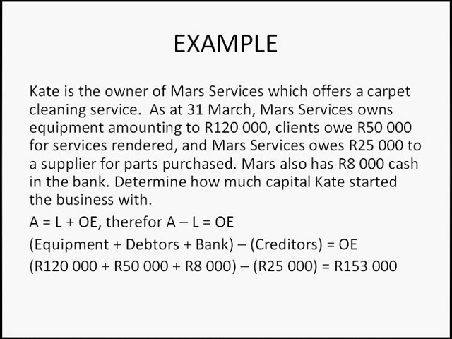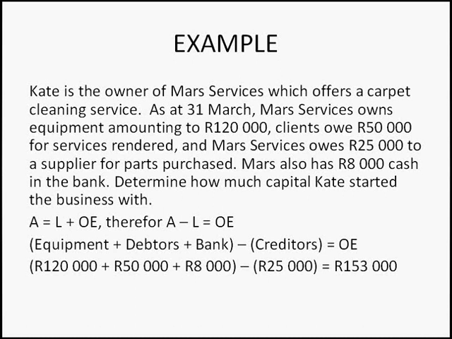The creditors' amount for the parts that you purchased from your suppliers is 25,000 rand. So what we need to do is to add all the assets together. In other words, the equipment, the debtors, and the bank: the 120,000, the 50,000, and the 8,000. We have to add up all of those together, and from that we have to subtract the liabilities. So we have to subtract the creditors' amount, which in this case is 25,000 rand. What we're left with is the owner's equity.